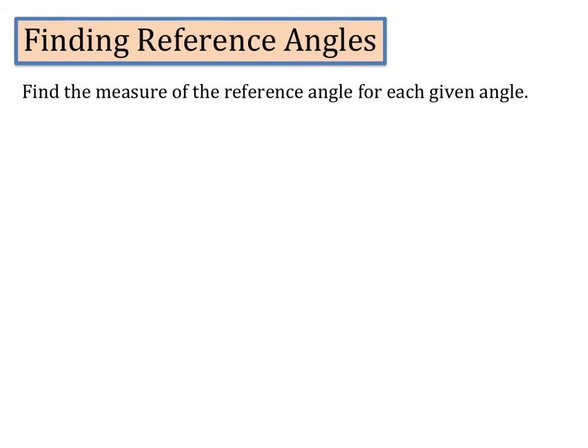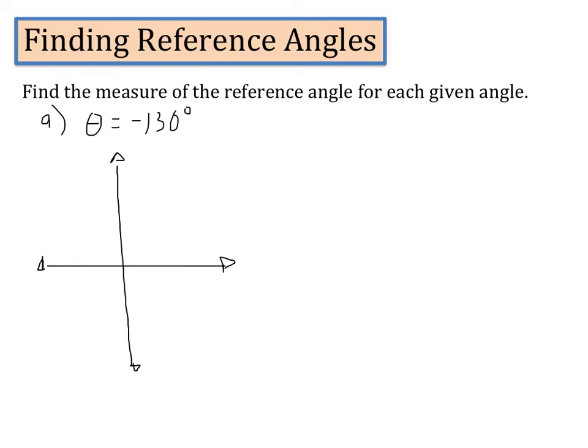Alright, let's find the measure of the reference angles for each of the given angles. So for our first example, we'll say that theta equals negative 130 degrees. So let's draw this angle out. And negative 130, these are all in standard position. So you start here, here's 90, then I have to go 40. So this is negative 130 degrees. So think, it's the quickest way to get back to the x-axis. So I obviously wouldn't go to the right, I would just go straight up.